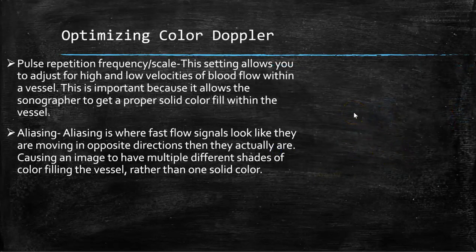Pulse repetition frequency / scale. This setting allows you to adjust for high and low velocities of blood flow within a vessel. This is important because it allows the sonographer to get a proper solid color field within the vessel. Aliasing is where fast flow signals look like they are moving in opposite directions than they actually are, causing an image to have multiple different shades of color filling the vessel rather than one solid color.